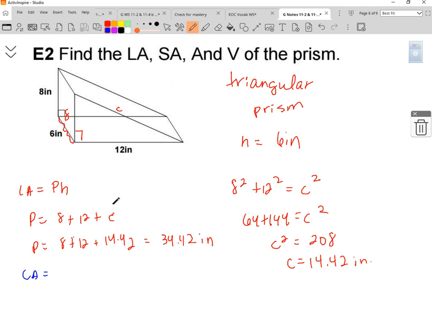The lateral area, what we call the L. The perimeter of the base, 34.42, times what did we say the height was? 6 inches. 206.52. The lateral area is one of the things they're asking for, so here we're going to round it to 206.5 inches squared. When we use it to find the surface area, though, we're going to leave it at the hundredths and then round it at the end.